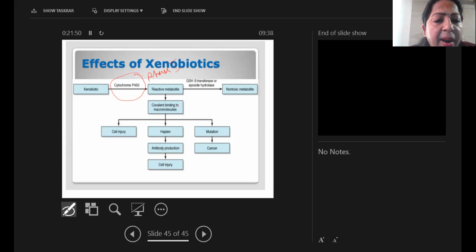And next, what can happen? There is covalent binding to macromolecules. This reactive metabolite is very, very reactive, and it can covalently bind to the various macromolecules present in the body. In the cell, they can be DNAs or RNAs, they can be proteins or enzymes or hormones or glycoproteins. So they can covalently bind. They have the capability because there is a functional group on them, and because of that functionality they are highly reactive. They may cause cell injury. They may form haptens. They may cause mutation if they bind with the DNA.